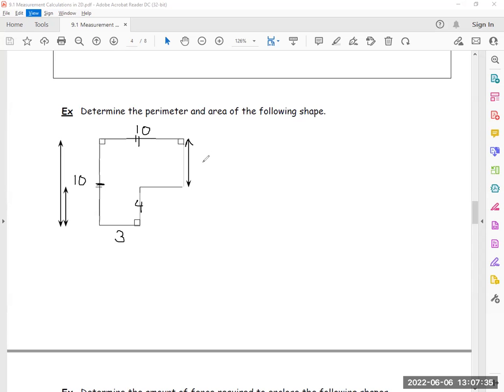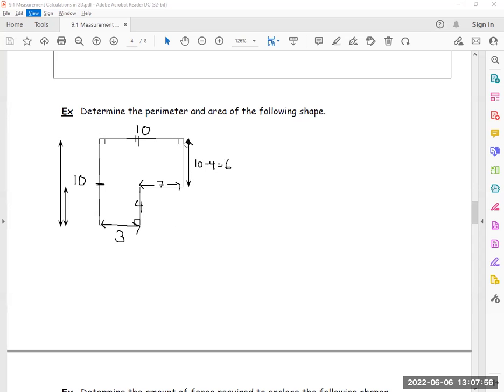Yep. Right? So this is 10 minus the 4, that is equal to a 6. Good. In the same way, the far edge is a 10. This short piece is a 3. That means this length is 10 minus 3, it's a 7.